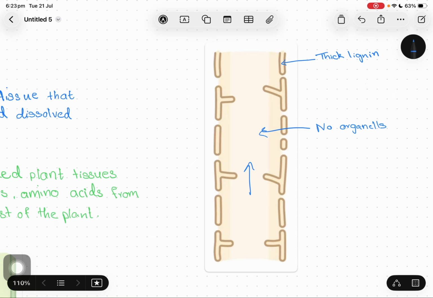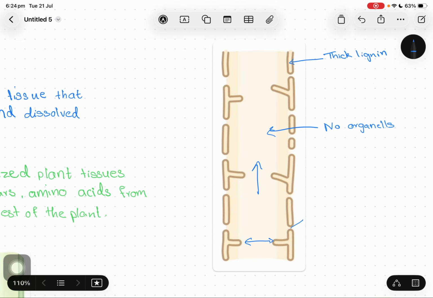Then we can see that they have no end cells. There's no walls here. That is broken down to allow the water and mineral ions to move quickly and more efficiently. And we can see there's gaps here. These are a non-lignified pit. These basically are gaps which allow the lateral flow of water and ions between multiple vessels. So like this, it can just go from one to another.